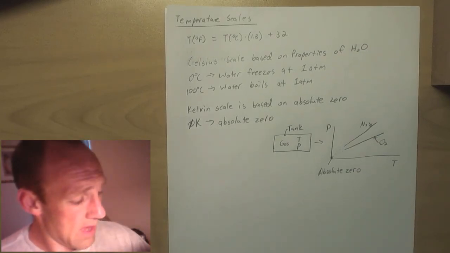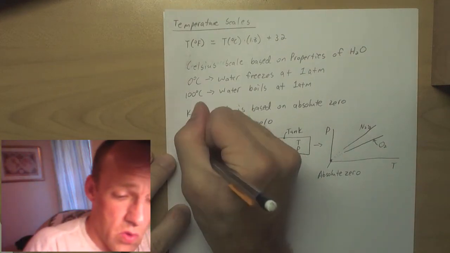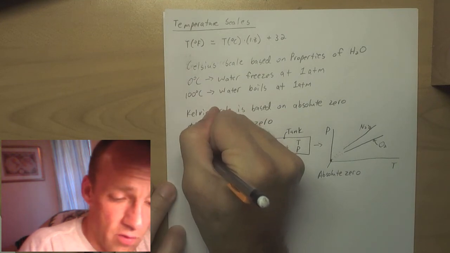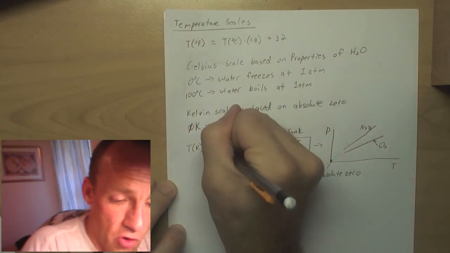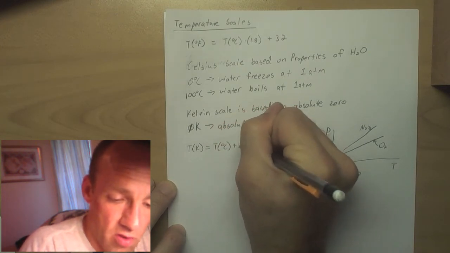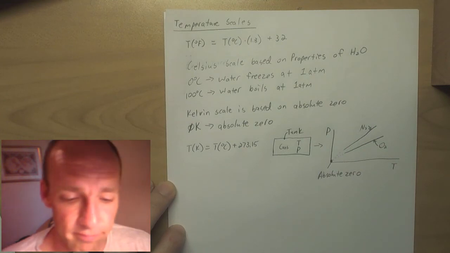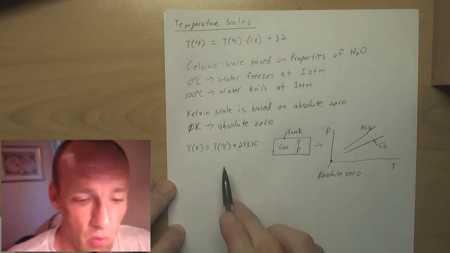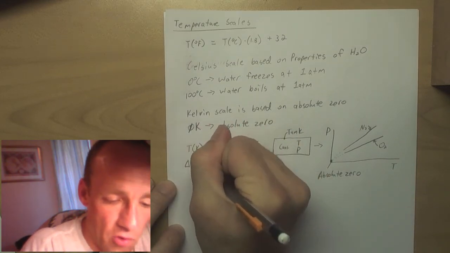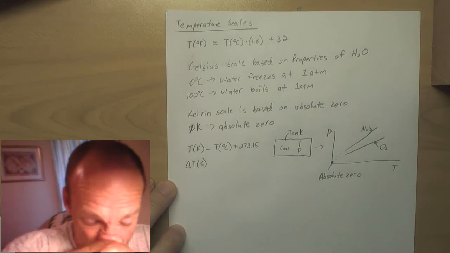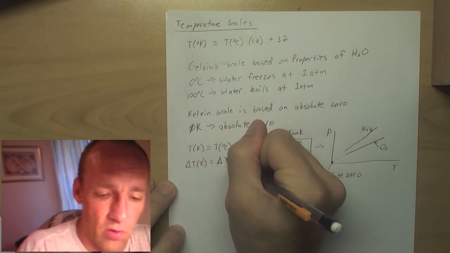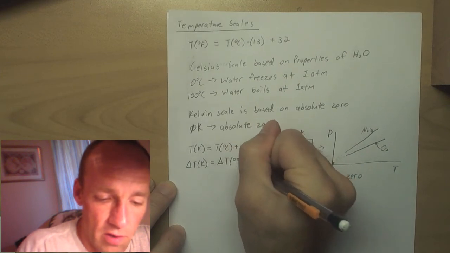Okay, and so the temperature in Kelvin is equal to the temperature in degrees C, but just shifted by 273.15. Okay, so the scale is the same, and as a consequence, a change in temperature in Kelvin is numerically equivalent to a change in temperature expressed in degrees C.